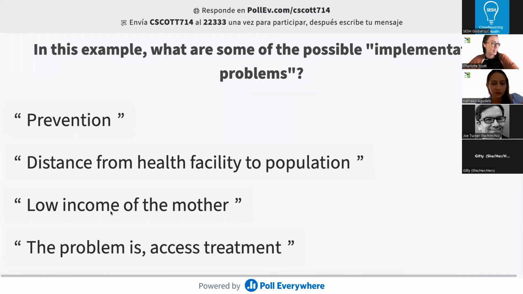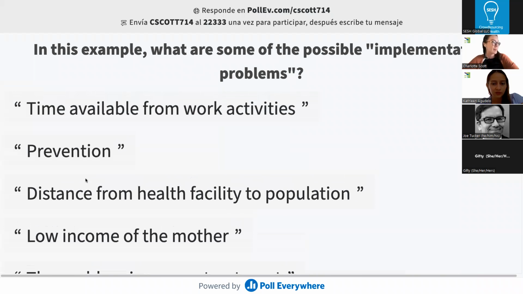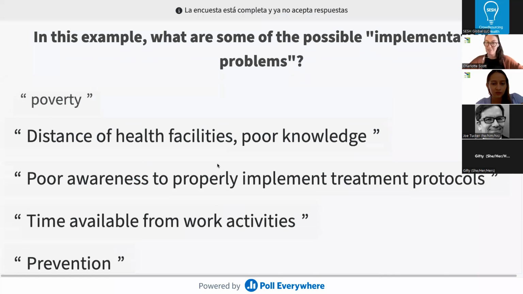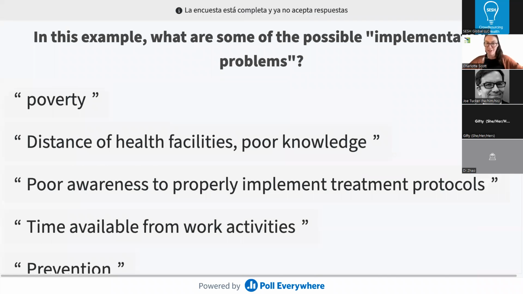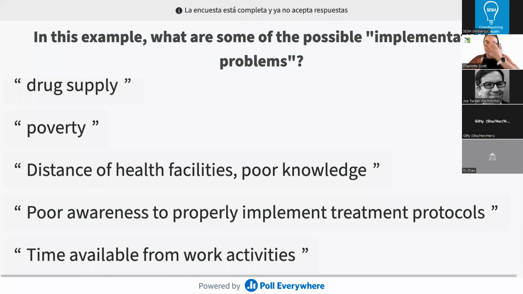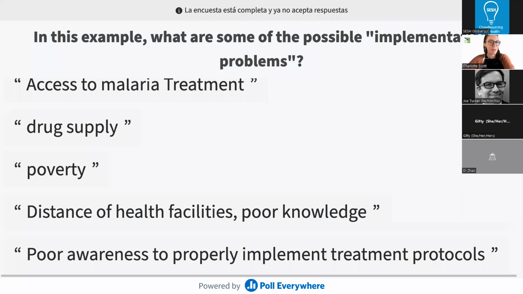Accessing treatment, low income, definitely. Time available, yes. So these are great, identifying a whole bunch of implementation problems that aren't just limited to what we saw in the video, but definitely you are thinking outside of the box.